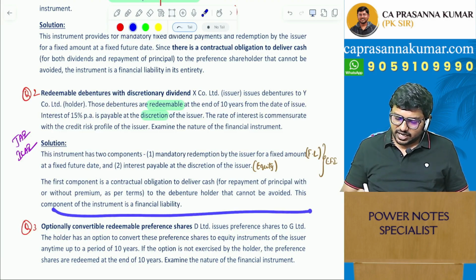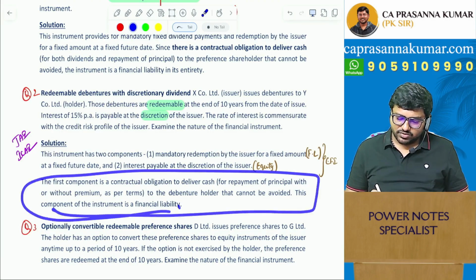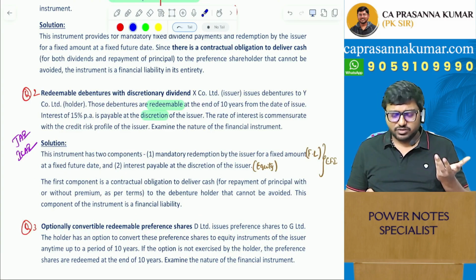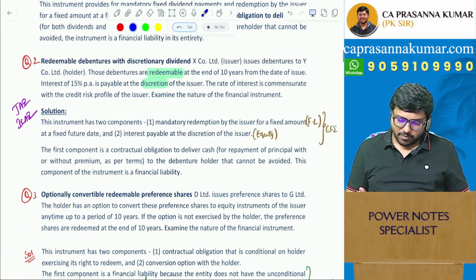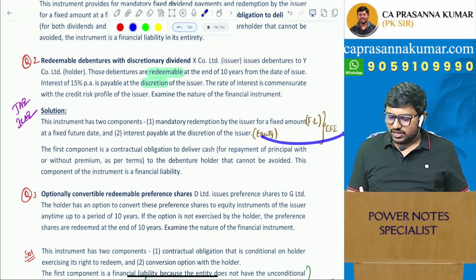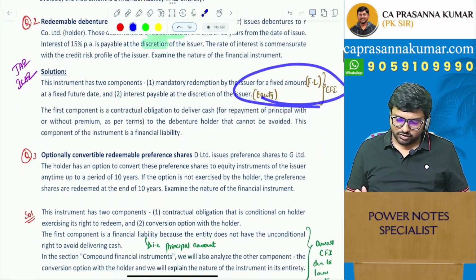The answer is incomplete actually. He has answered only one part, that is the redemption part, which is a financial liability, that's for sure. But the interest part he did not answer. That's okay. Let's move on to the next one. Are we done with this? Anyway, I have written the answer over here. I hope you guys can proceed with that.